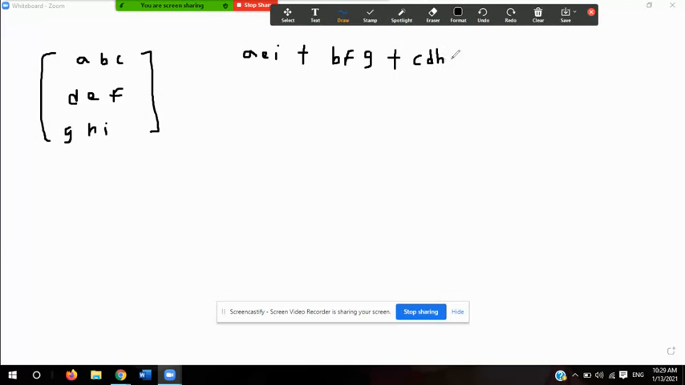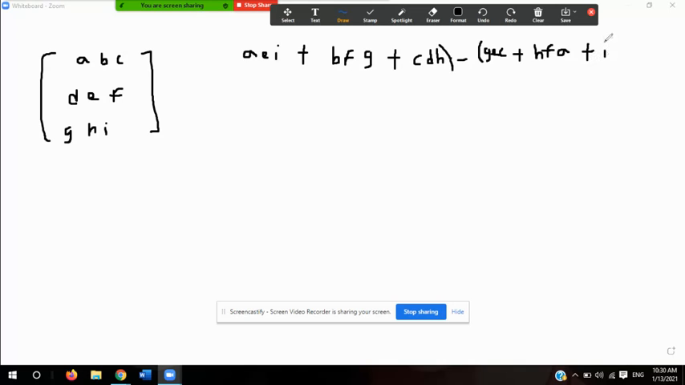Minus, and the parentheses are just there to separate them, not anything specific, minus the product of GEC, plus the product of HFA, plus the product of IDB.